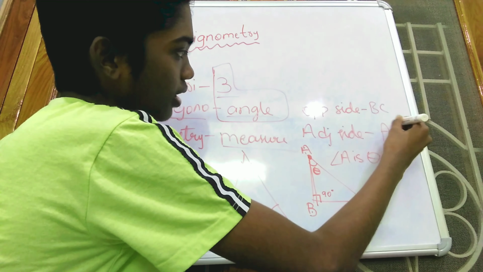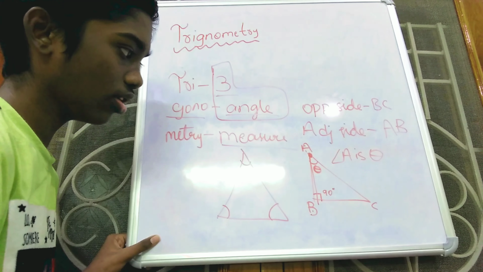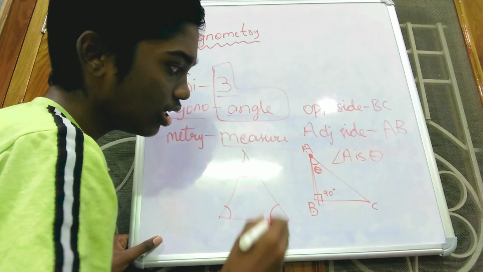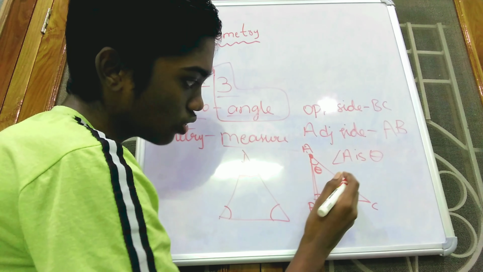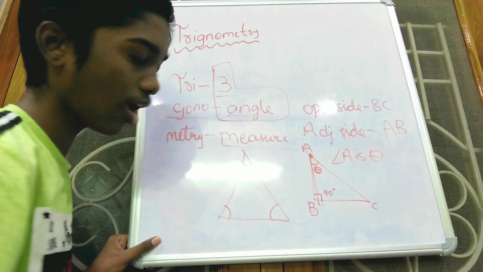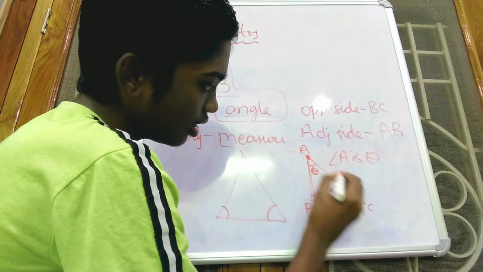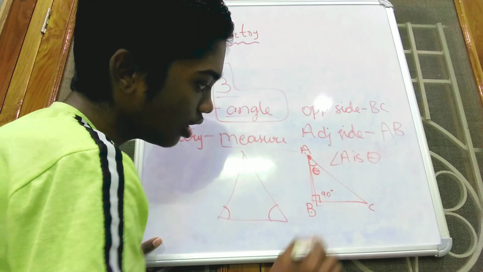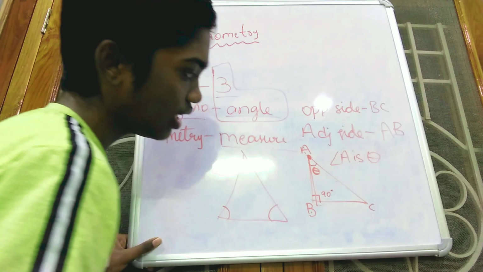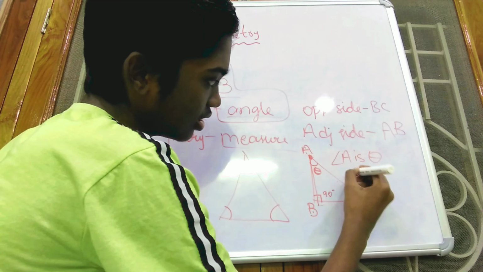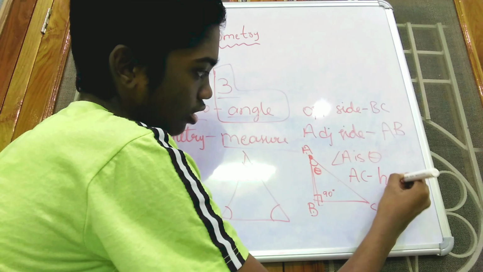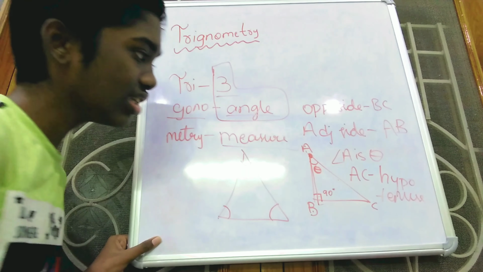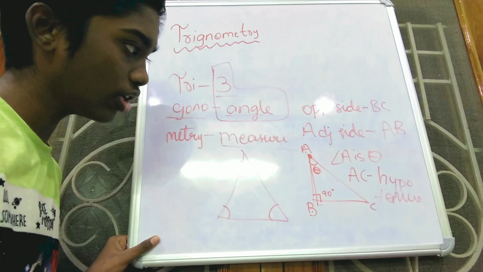The adjacent side is AB. Coming to the hypotenuse, it is the longest side of the right angle triangle, the side located opposite to 90 degrees. Here AC is the longest side of this right angle triangle, and the AC side is opposite to the 90 degrees. So we can say AC is the hypotenuse. These are the basic points which you need to know.